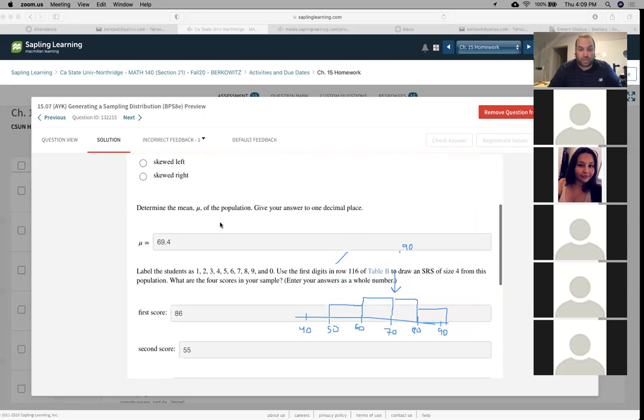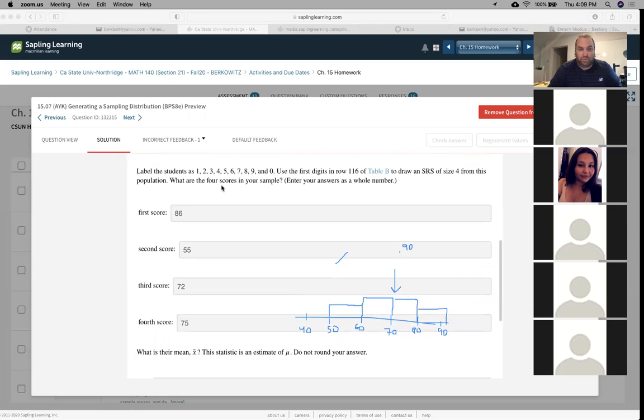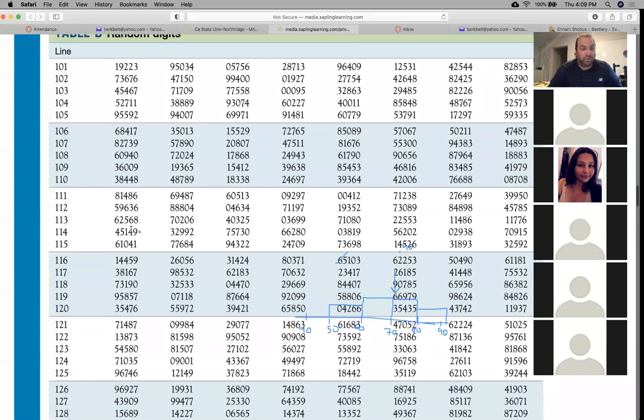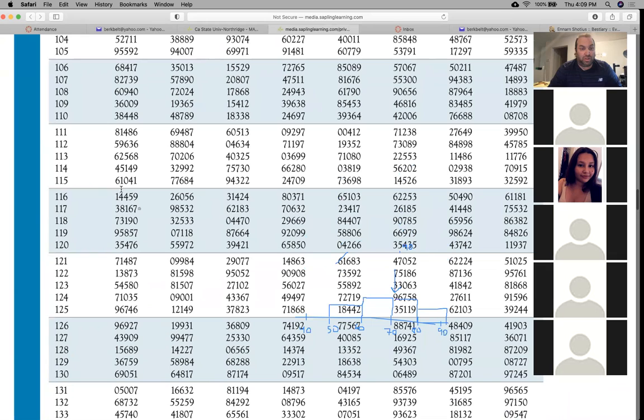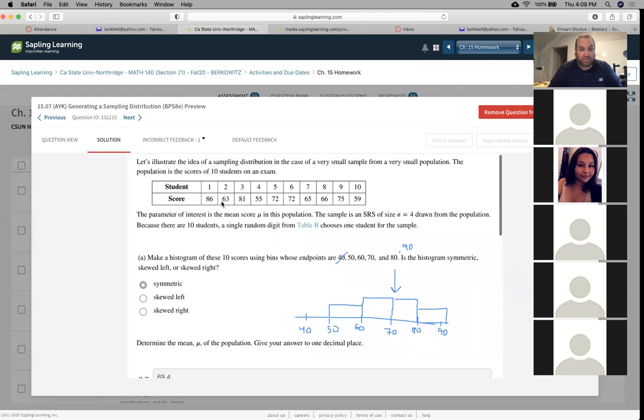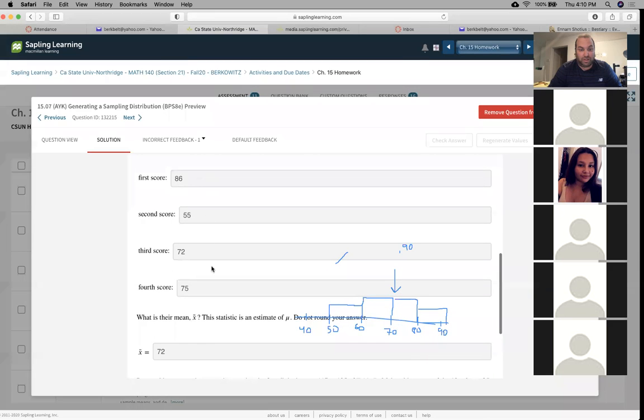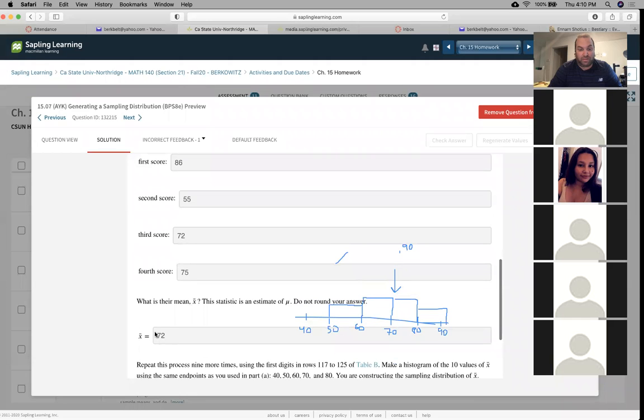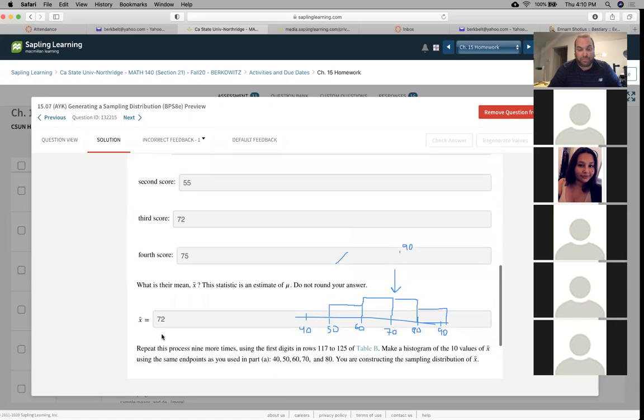Anywho. Label the students 1, 2, 3, 4, 5, 6, 7, 8, 9, and 0. Use the first digits in row 116. Well, I used 101, but they want me to use 116. So we're going to use student 1, student 4, skip him, student 5, 9, 1, 4, 5, and 9. So the scores are 86, 55, 72, 75. And what's the mean of them? Well, you add them up and divide by 4, and you get 72. Does that make sense so far?